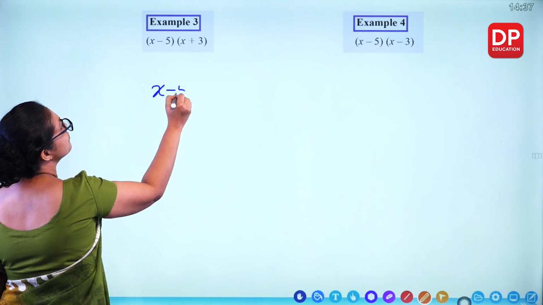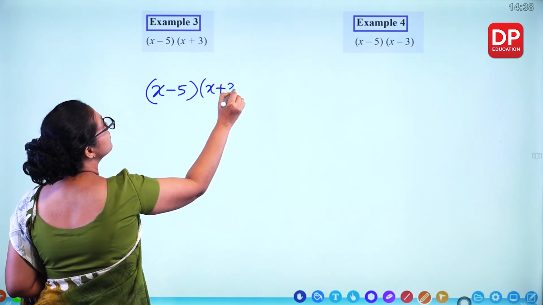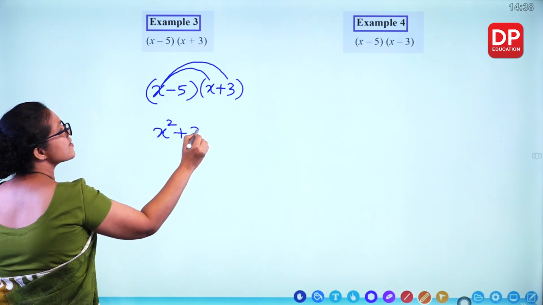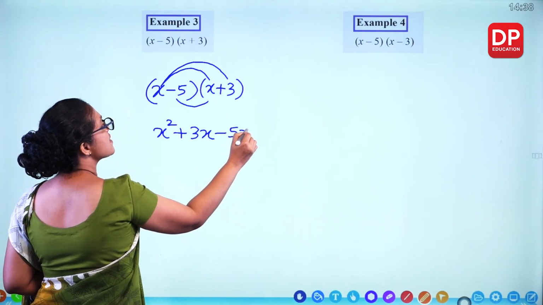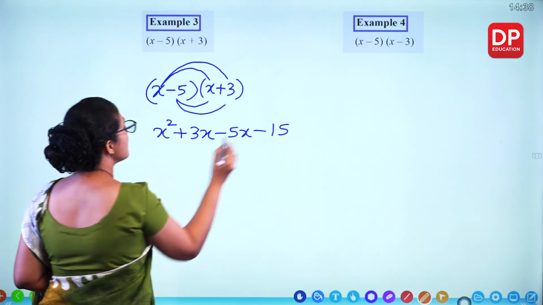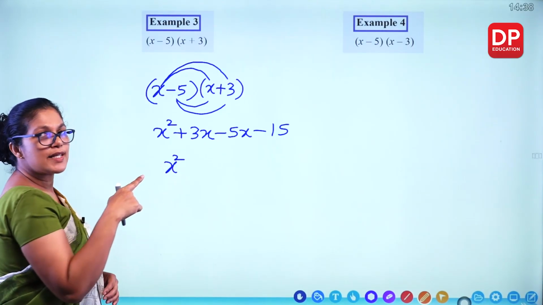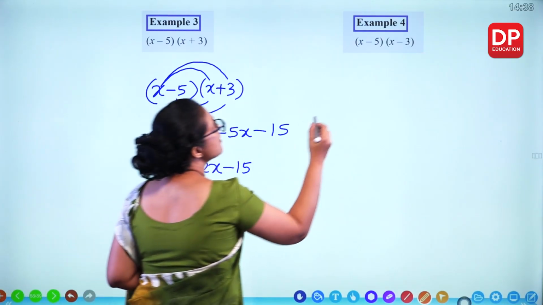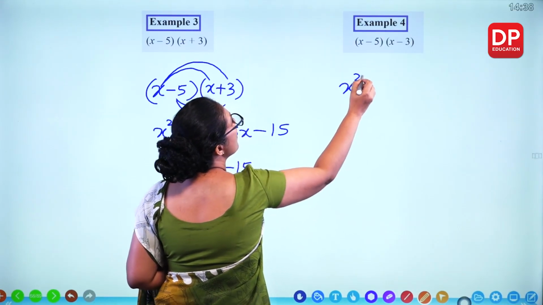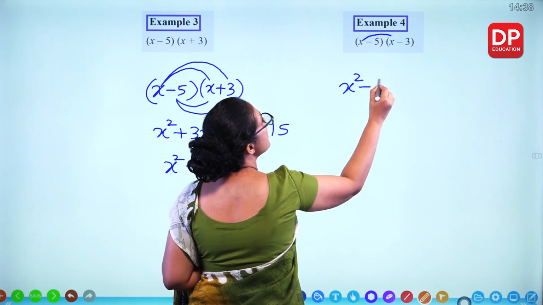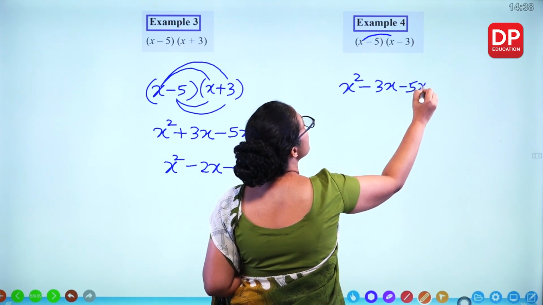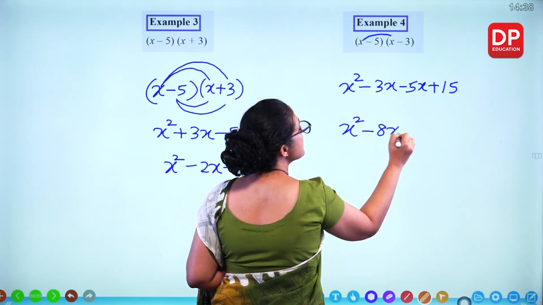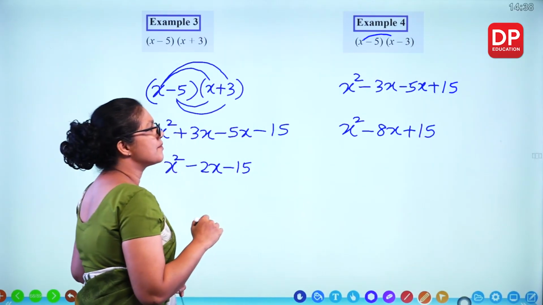This one. First with first, x squared plus 3x minus 5x minus 15. X squared, 3 minus 5 minus 2x. This one, x squared, that's x into x, minus 3x minus 5x plus 15. X squared minus 8x plus 15.